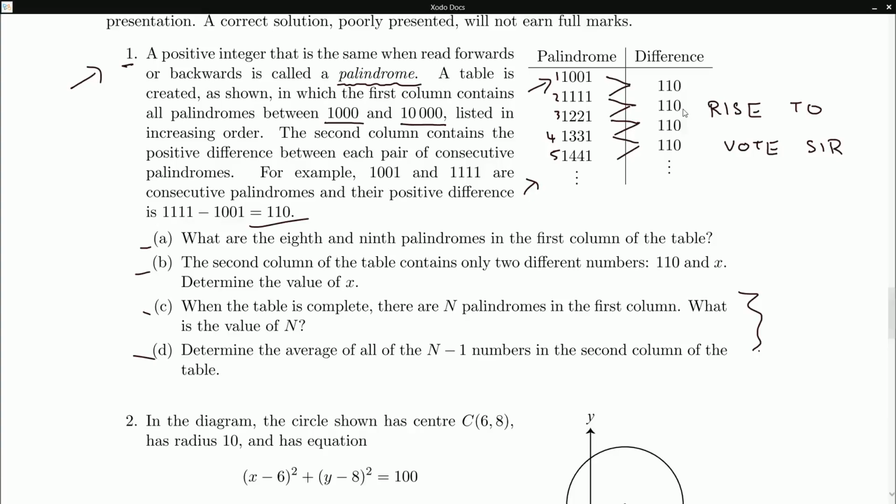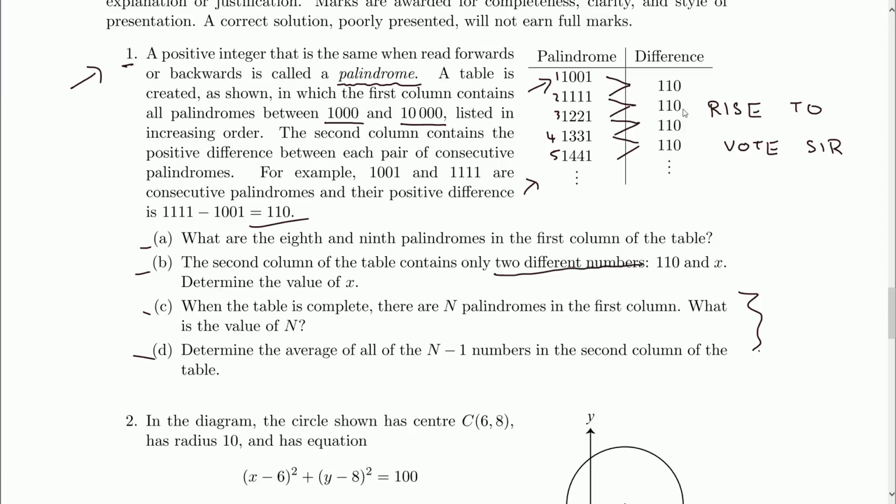B. The second column of the table contains only 2 different numbers. They're telling me this. I don't need to prove it. 110 and X. Determine the value of X. Well, I'm seeing mostly 110s. And if we have a bit of a think, we might ask, well, where could another number arise? Well, why are these all 110s?